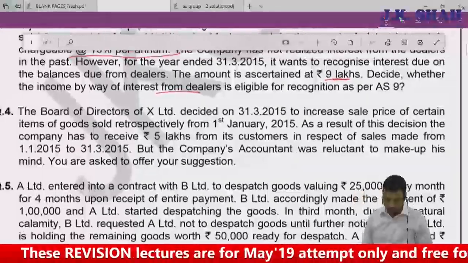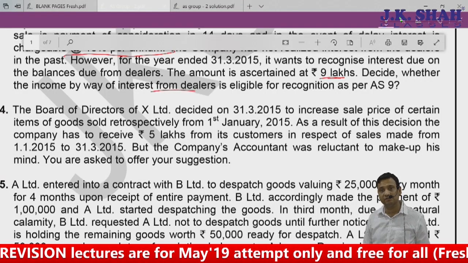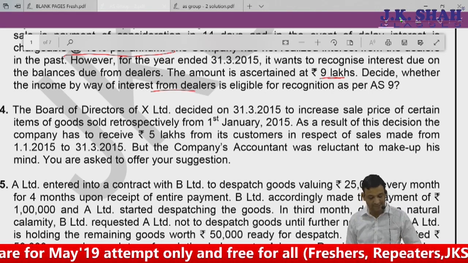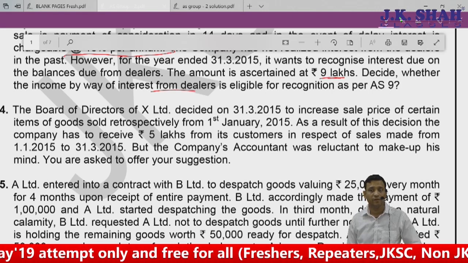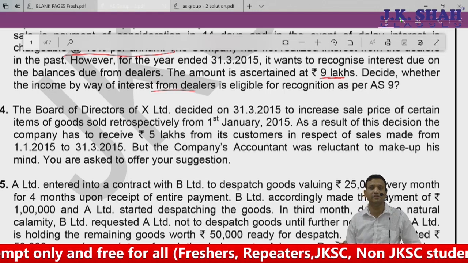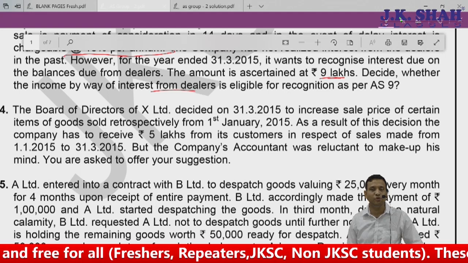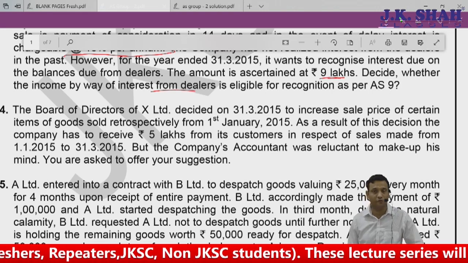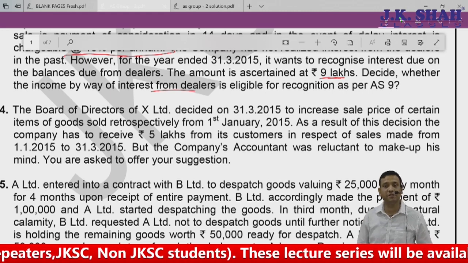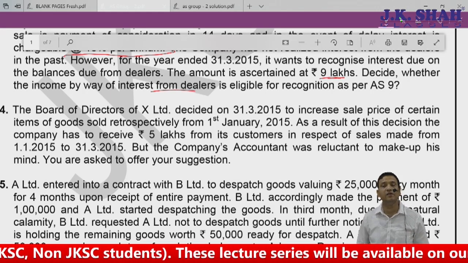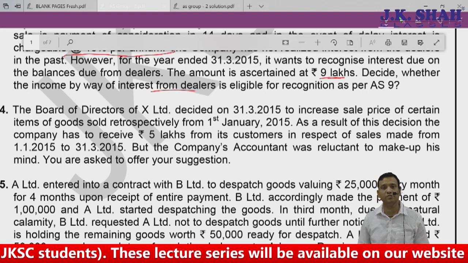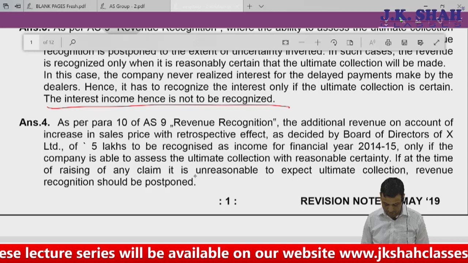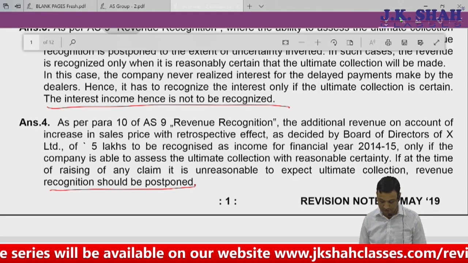Okay. So you have to receive 5 lakhs from the customer for the sales which are made in the past. The company accountant was reluctant to make up his mind. He says, I am not going to recognize it. Is he correct? Yes, of course. Because the same answer, there is an uncertainty with respect to collectibility. You may raise a claim retrospectively. Would your customers agree to any kind of retrospective amendment? Of course, no. So, they are asking our suggestion. We should say, yes, you should recognize revenue only when ultimate collection will materialize and not now, because there is an uncertainty as to collectibility. So, revenue recognition should be postponed. There is uncertainty.